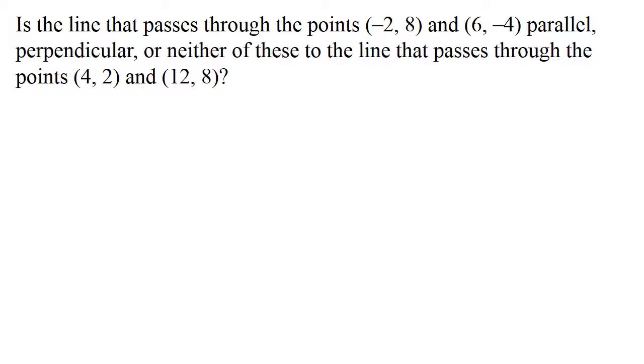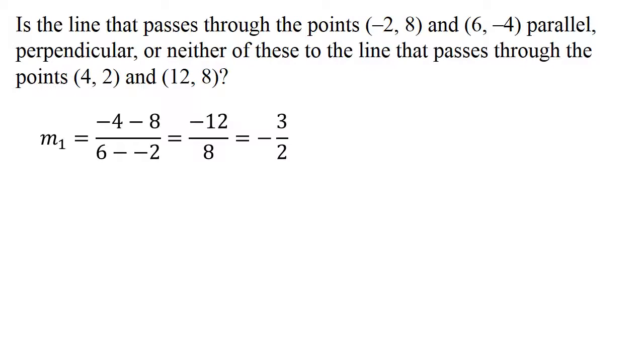So we're going to calculate the slopes of these two lines. We'll calculate the first slope using -2, 8 and the point 6, -4. We're just going to use our slope equation, -4 minus 8 over 6 minus -2, and then simplify that. -4 minus 8 is -12. 6 minus -2 is the same as 6 plus 2, so 8. Divide top and bottom by 4, and we get -3/2. And then we're going to compare that to the second slope.